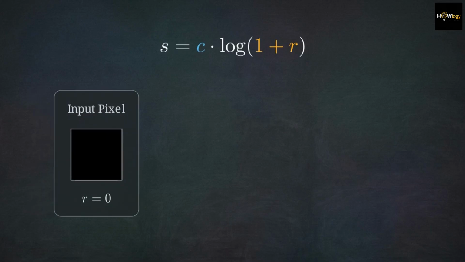A pure black pixel has an intensity value of exactly 0. In mathematics, the log of 0 is infinity. Without that +1, an impossible calculation would crash the computer's output immediately.